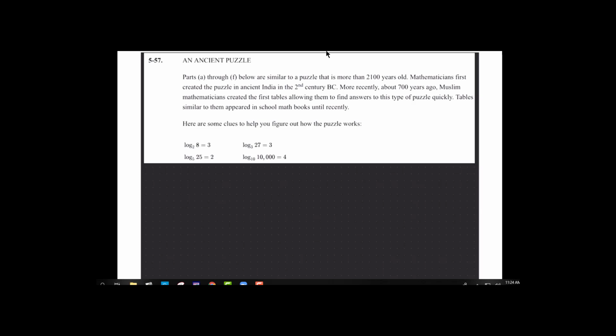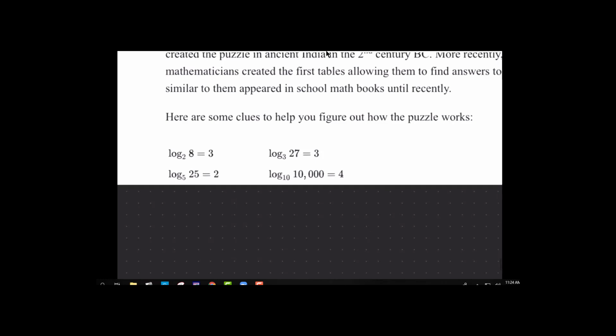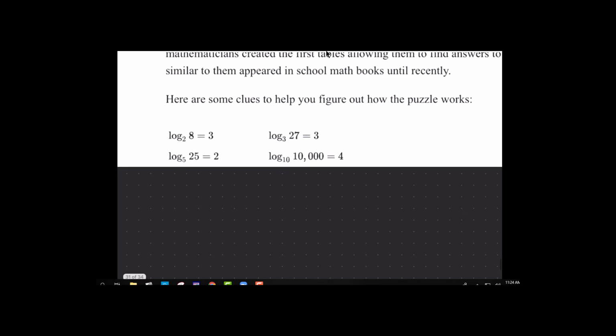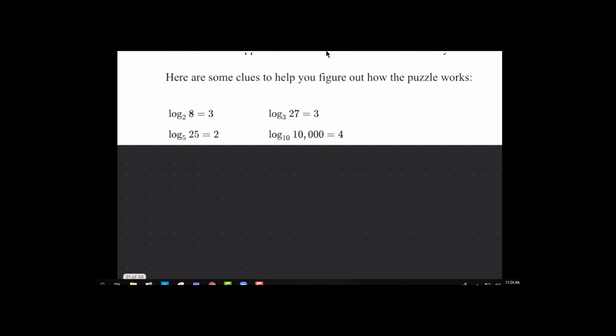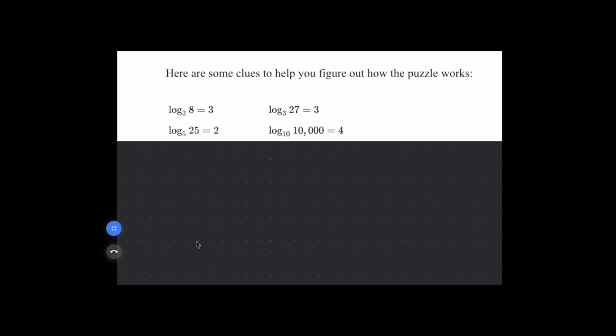Maybe I can make it a little bit bigger for us. All right. So here are some examples of part of the problem. They have this log, which we're going to call a log. Like that first one, the way you would read it, is log base 2 of 8 equals 3. But we're just trying to figure out, if I look at these, can I come up with a pattern? So let's see if we can come up with anything.